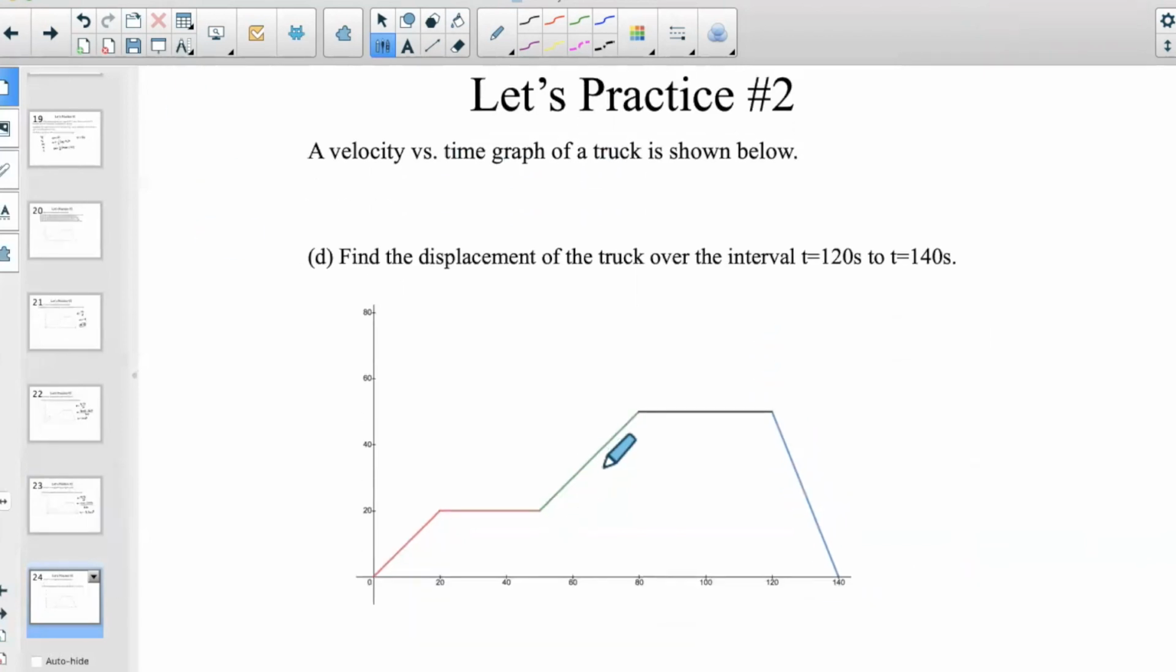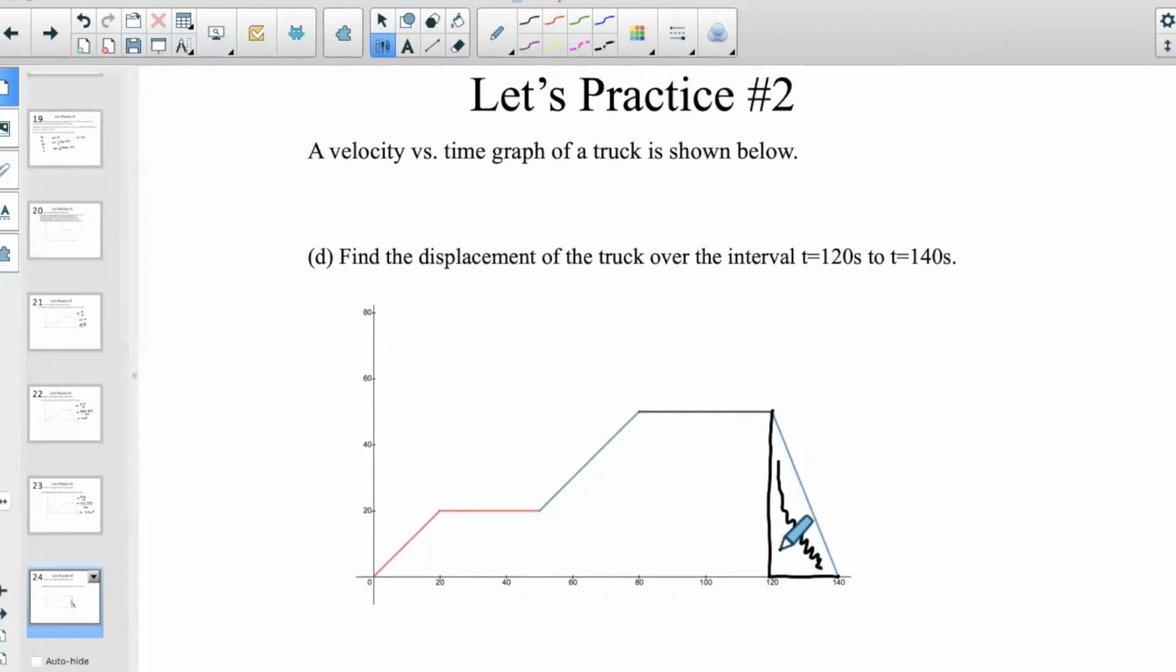Now, in part D, we want to find the displacement of the truck over the interval t equals 120 seconds to t equals 140 seconds. So just like we have a velocity time graph, the slope of the velocity time graph is the acceleration, but the area underneath the curve will be the distance traveled. So this area right here will be the displacement of the truck.